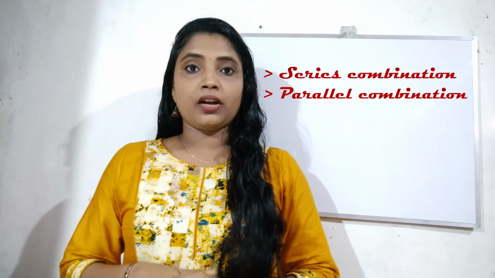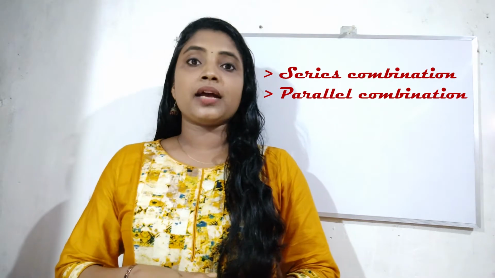To obtain the desired resistance in a circuit, we need to apply combinations of different resistors. We have two types of combination of resistors. The first one is the series combination of resistors and the second one is the parallel combination of resistors. To achieve the desired resistance in a circuit, we can use both series and parallel combinations of resistors. First, we will discuss the series combination of resistors.